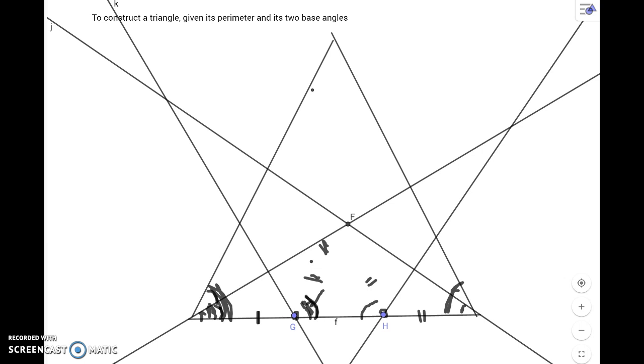And then once we have this and we know the point F, we just have to join GF and HF, and you got that. So this is how we construct a triangle given the perimeter and two base angles, and this is the idea behind this construction.